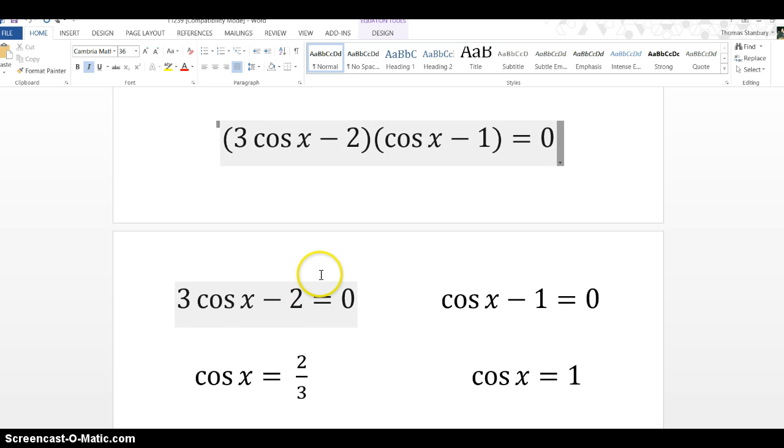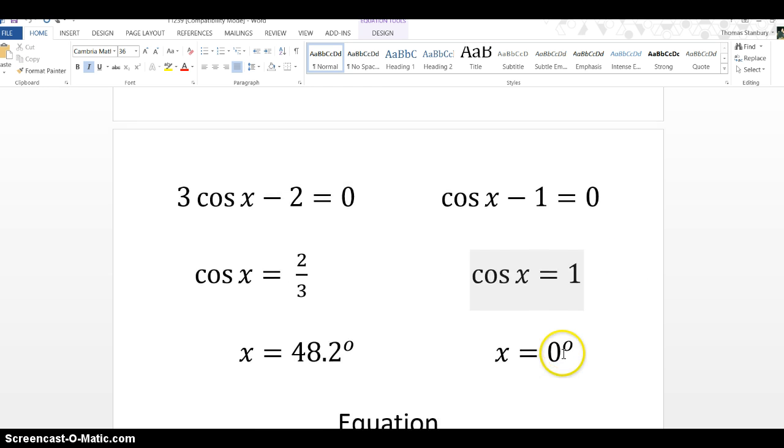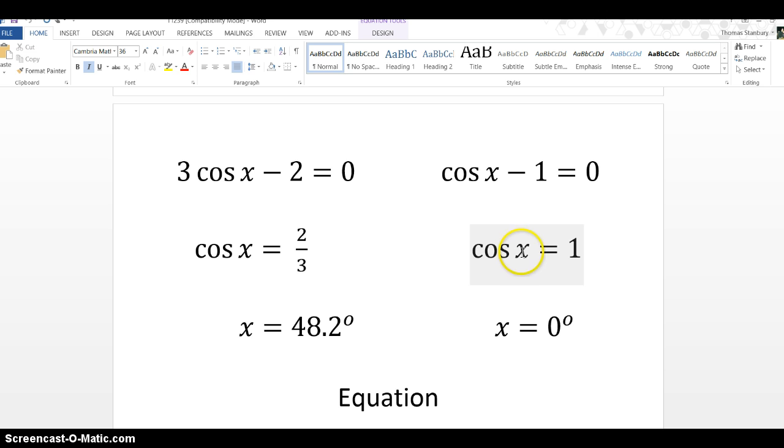Okay? I'm going to add 2 over here and then divide by 3, and I get cosine x equals 2/3. That's not a unit circle value. We'll have to use our calculator. Cosine x equals negative 1. I add 1 to both sides. Cosine x equals 1. What are the angles at x where cosine is 1? Just one spot, that's 0 degrees. There's only one spot, okay?